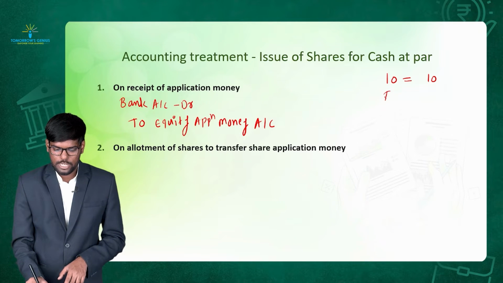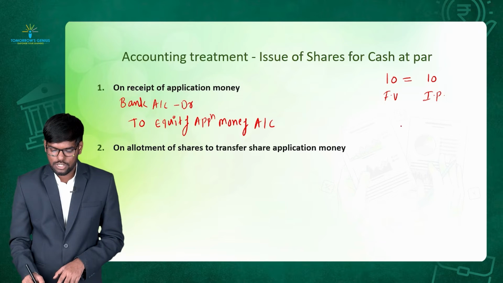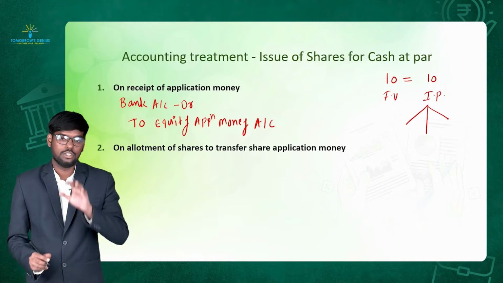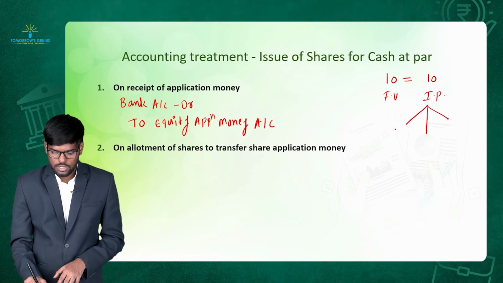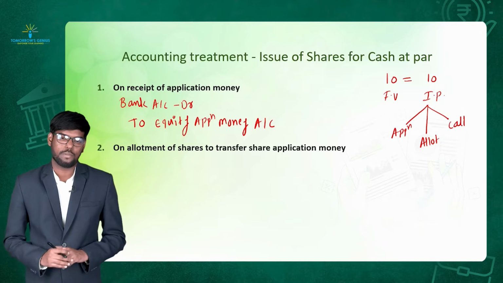So, this 10 rupees is known as face value and this 10 rupees is known as issue price. So, company is going to collect this 10 rupees from the general public, or you can say from the shareholders, in three stages. First stage is known as application stage, second stage is known as allotment stage, and third stage is known as call stage, right?